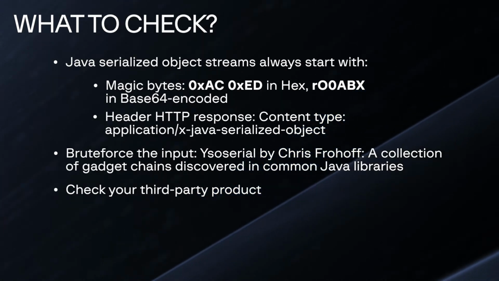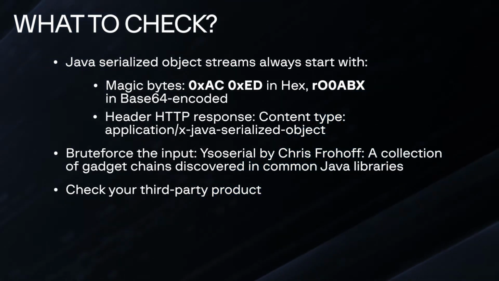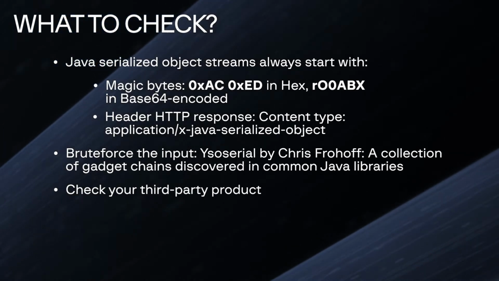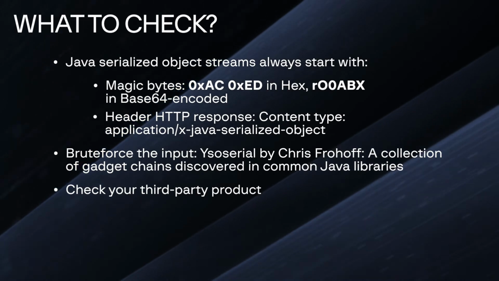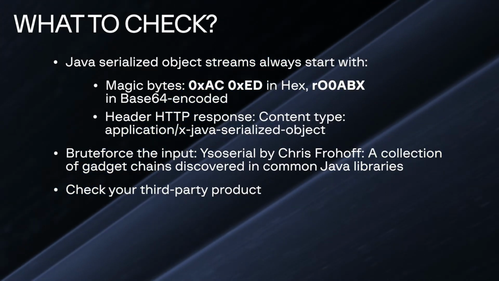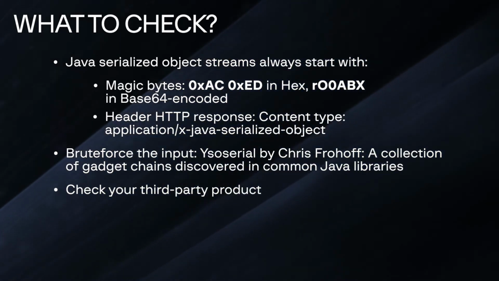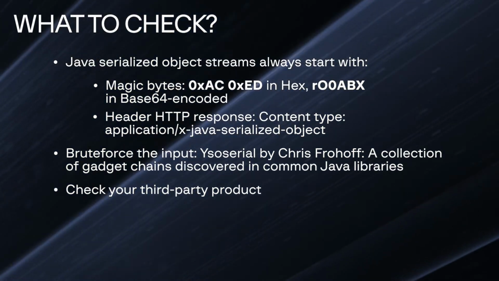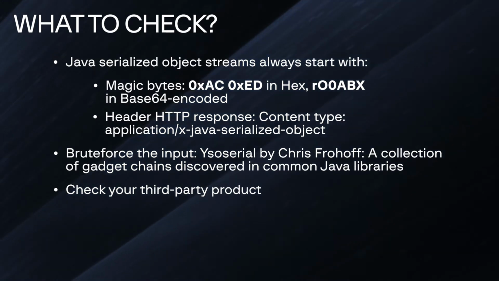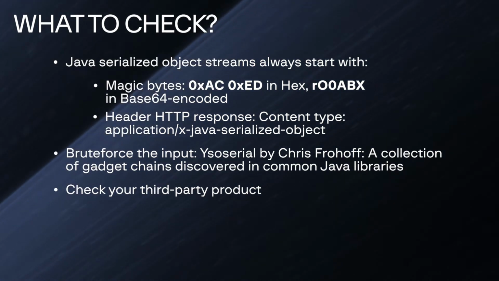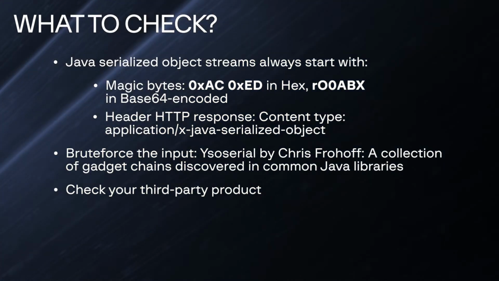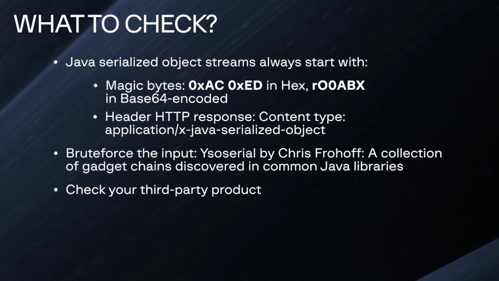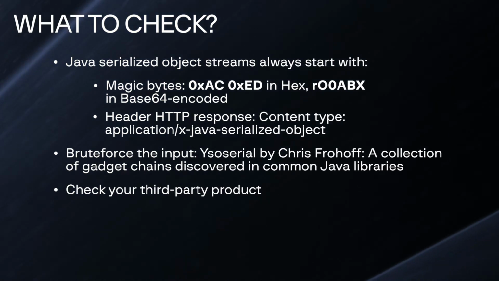And if the data is transmitted via the HTTP protocol, then its header will look like this. Content type, application x-java-serialized-object. If you see this, the data is serialized when sent. Then you can use the ysoserial tool to list the available payloads. ysoserial is a collection of utility gadget chains discovered in common Java libraries.